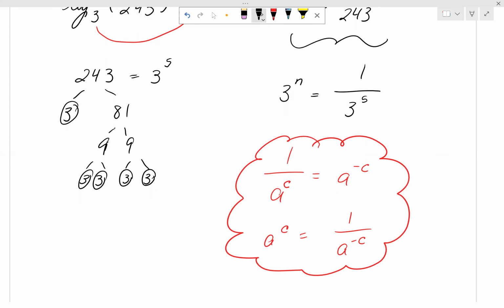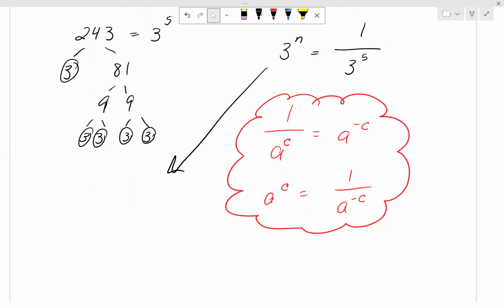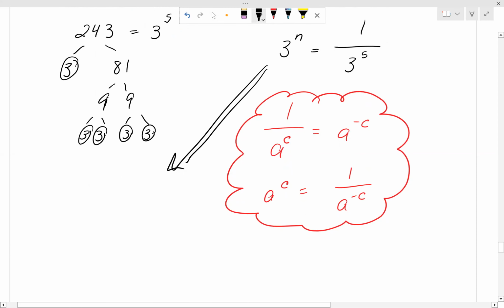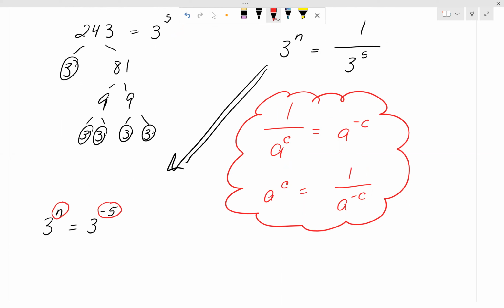So using this fact, I can take this expression here. I'm going to move it down over here. And I'm going to get 3 to the n is equal to 3 to the negative 5. All right. And for these two to be equal, my exponents have to be equal. For 3 to the n to be equal to 3 to the negative 5, n has to be equal to negative 5. So then I get my n is equal to negative 5. And then that will be my final answer.